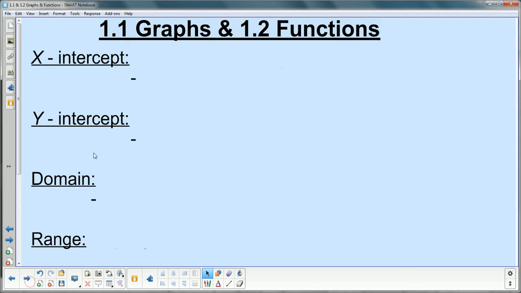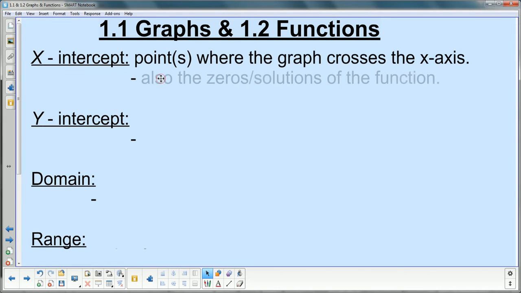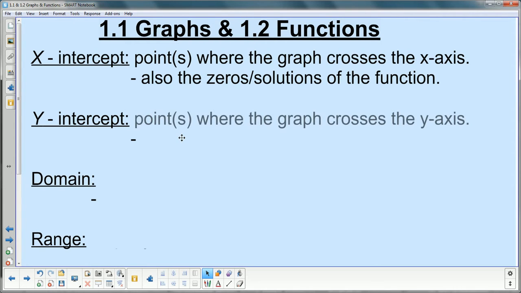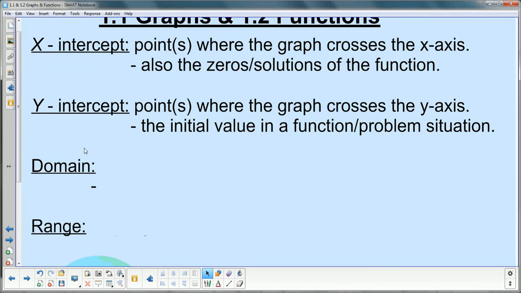So to start with some key terms, x-intercepts, most of this hopefully is a review for you. We know it's the point where it crosses the x-axis. They're also going to be referred to as the zeros, solutions, or even you could say roots of the function. Y-intercept is going to be the point where it crosses the y-axis. A lot of times this will also be called the initial value of the function, in particular when we talk about a problem situation, so like a word problem.